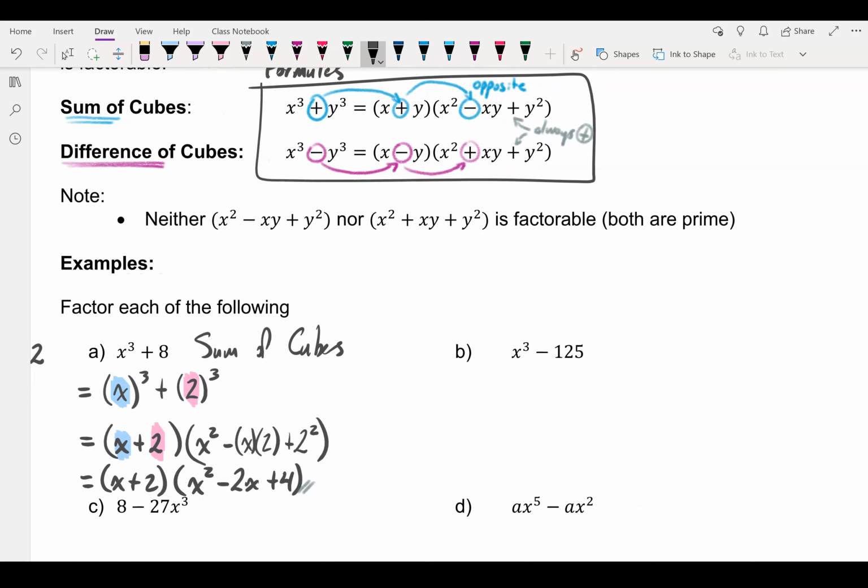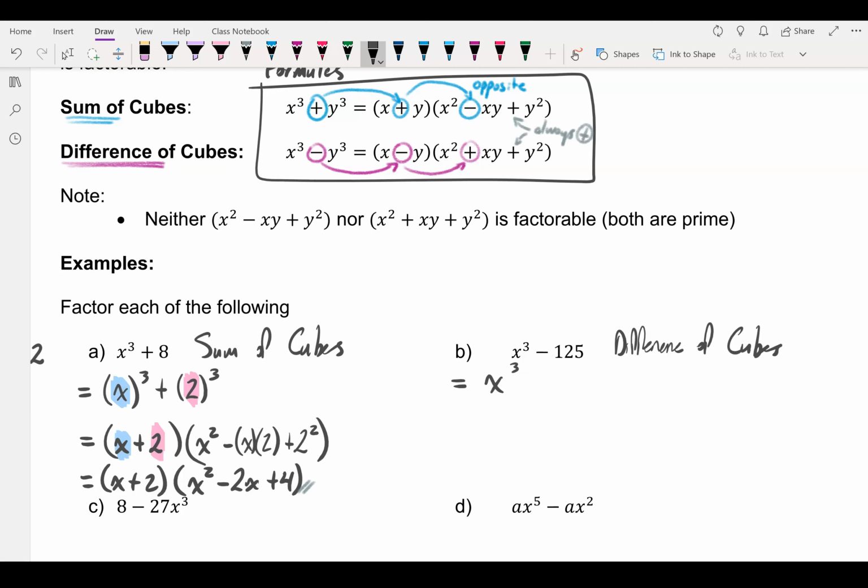So B is very similar to the first one, except it's the difference of cubes, right? It's the difference of cubes. How do I know that? Well, I know that this is a cubic number, clearly. 125, the cube root of that we're going to see is 5, and then it's the difference. So difference of cubes. Let's rewrite it.